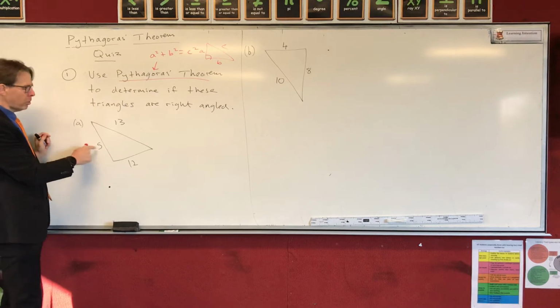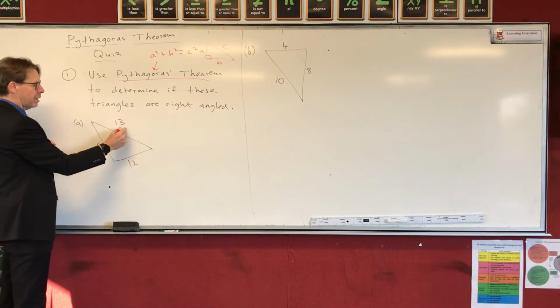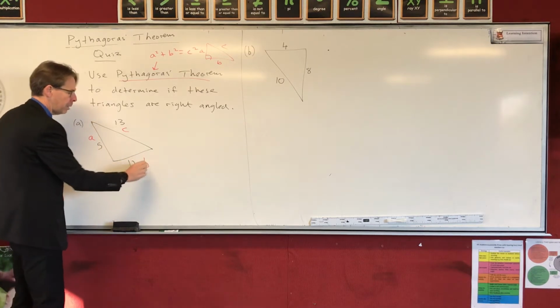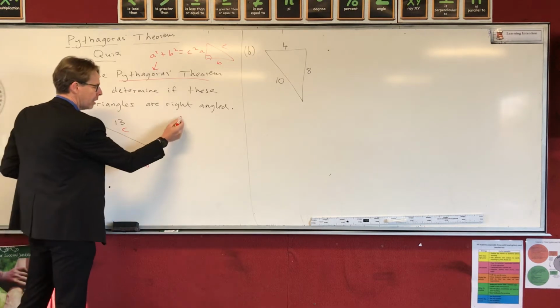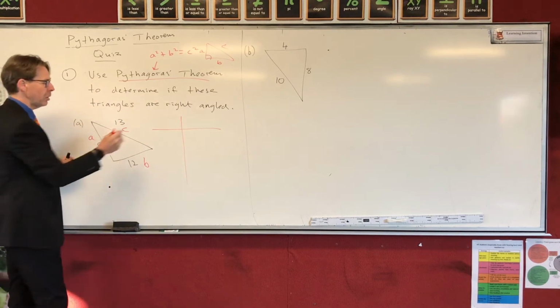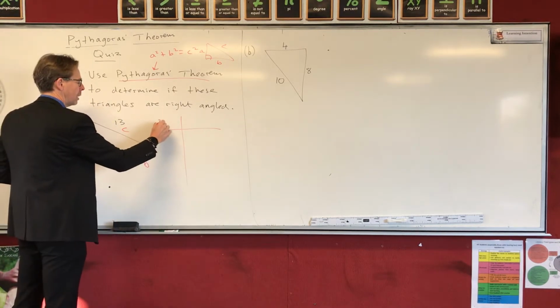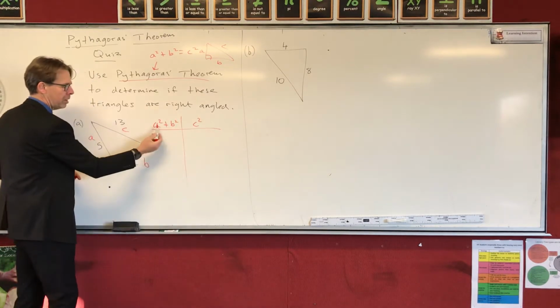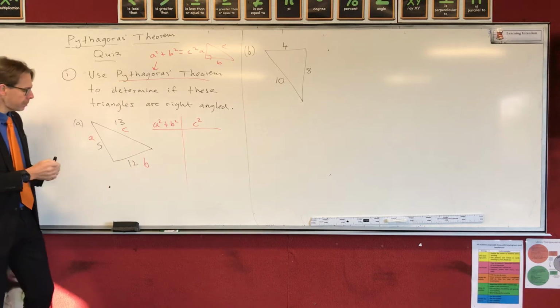Now, first thing to do is to label the longest side C. Alright? And the other two sides A and B. Now, the way that I showed you was to draw a little table, and you're going to check a squared plus b squared with c squared. You're going to see if the two columns are equal.